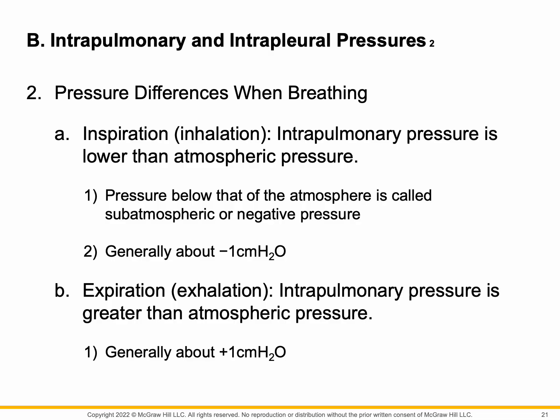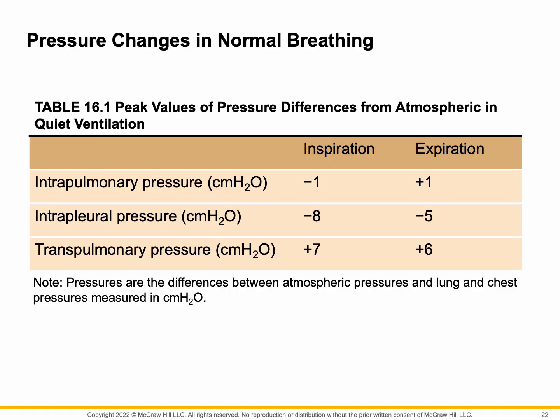During exhalation, muscle relaxation causes the thoracic cavity volume to decrease. This raises the intrapulmonary pressure and expels the air. So in exhalation or expiration, intrapulmonary pressure is going to be greater than the atmospheric pressure, and this is going to be generally about +1 centimeters of water. Spend some time reviewing table 16.1, which covers the pressure changes in normal breathing, particularly the peak values of the pressure differences from atmospheric in quiet breathing.